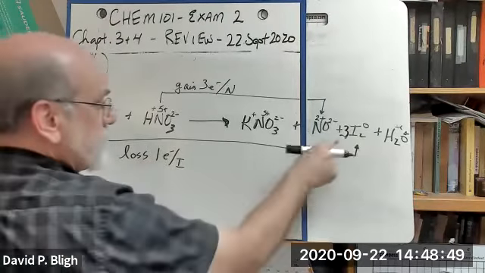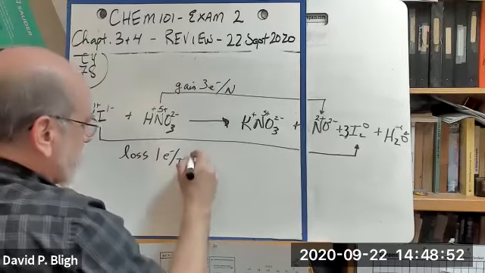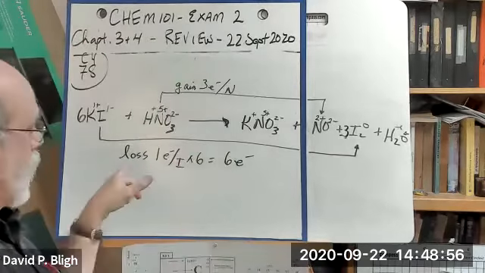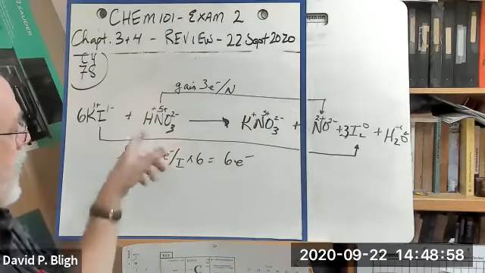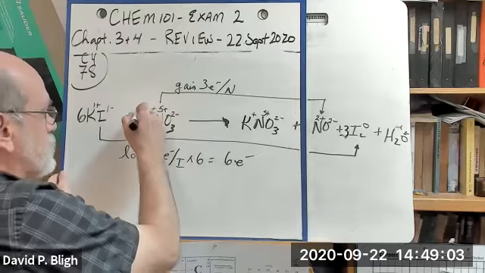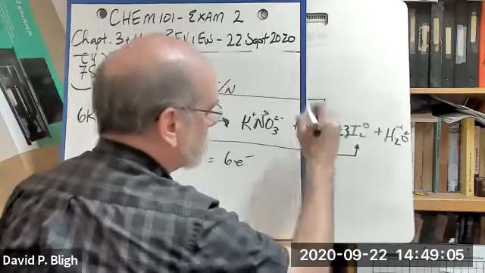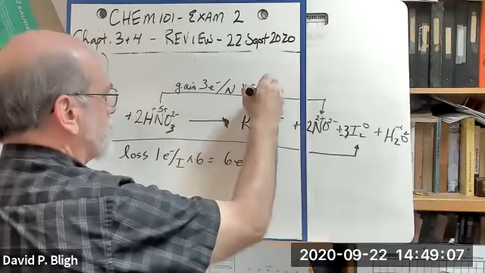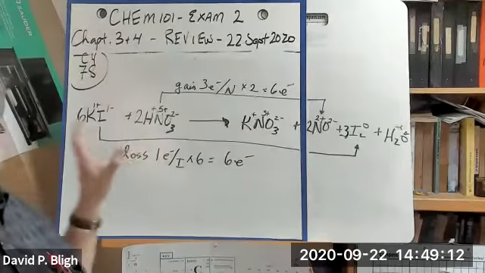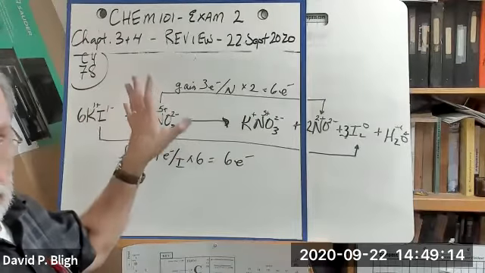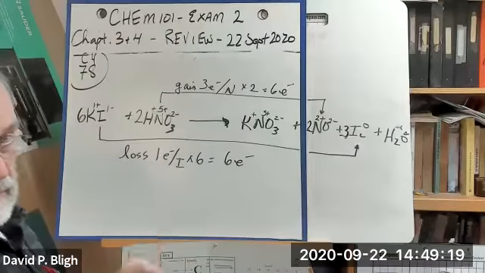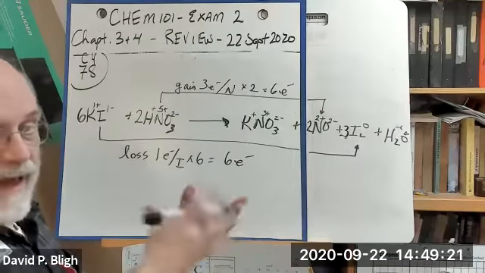So that means 6 iodines times 6 equals 6 electrons. Lost 6 electrons in this fraction. So how do we get 6 electrons here? Well, we just need 2, right? 2 here and 2 there. Times 2 equals 6 electrons. Now we've got a ratio that gives us balanced electrons. Right? Now we've got to go balance the atoms.